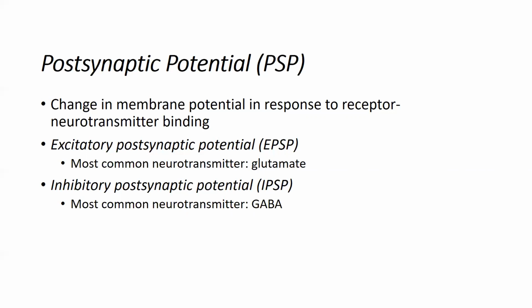If we have GABA as the neurotransmitter, this is inhibitory. GABA will likely trigger the opening of chloride and potassium channels. And these will hyperpolarize the membrane and be an inhibitory postsynaptic potential, or inhibit the cell.